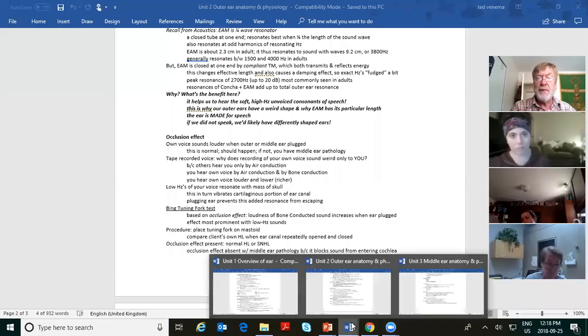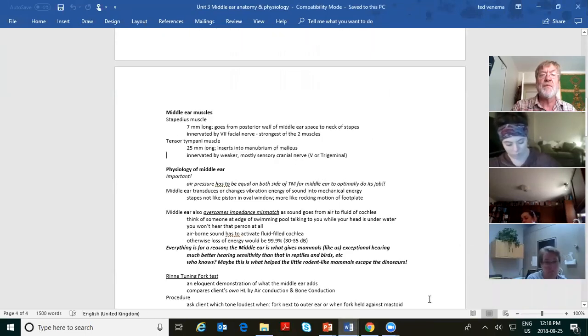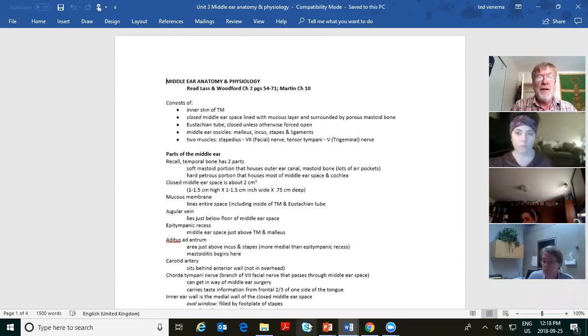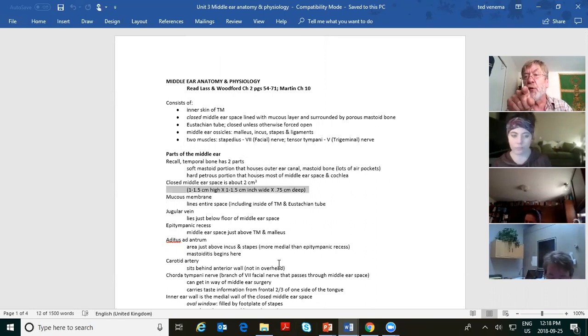Okay, very good. When we go to the middle ear now, we'll go back to the good old middle ear, and I'll just outline what you need to know in the middle ear. I wouldn't freak too much about this at all. How big is the eardrum, and how big is the middle ear space? The middle ear space is as big as a sugar cube. The eardrum is as big as the tip of your little finger.